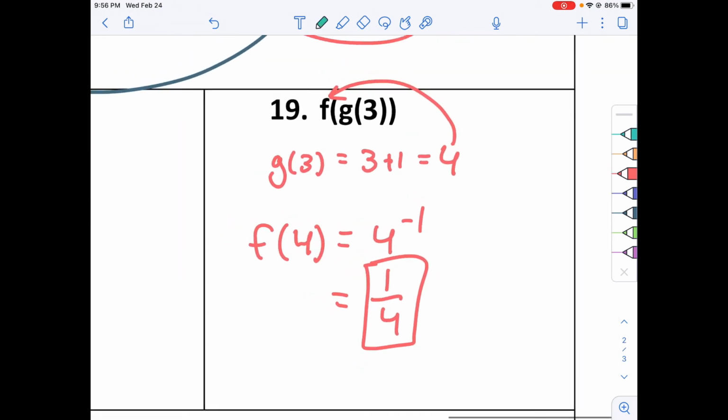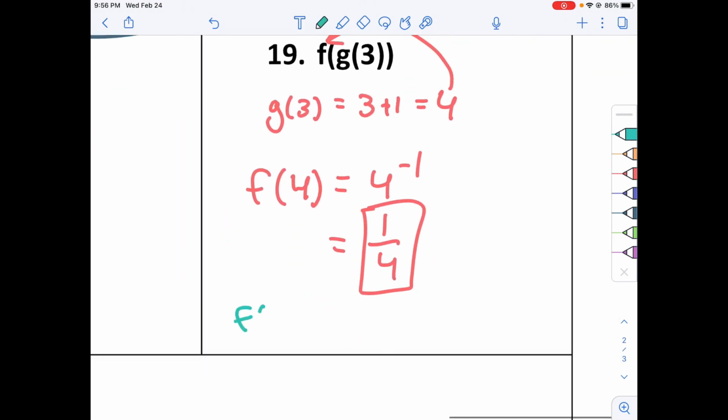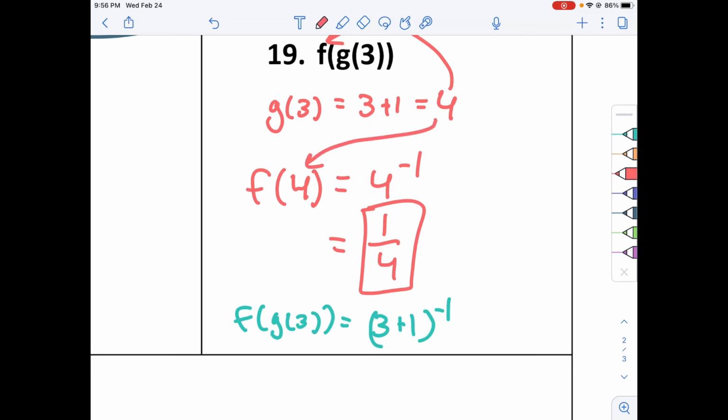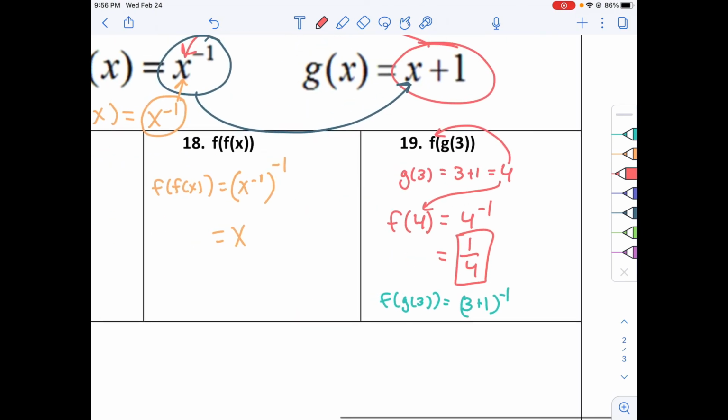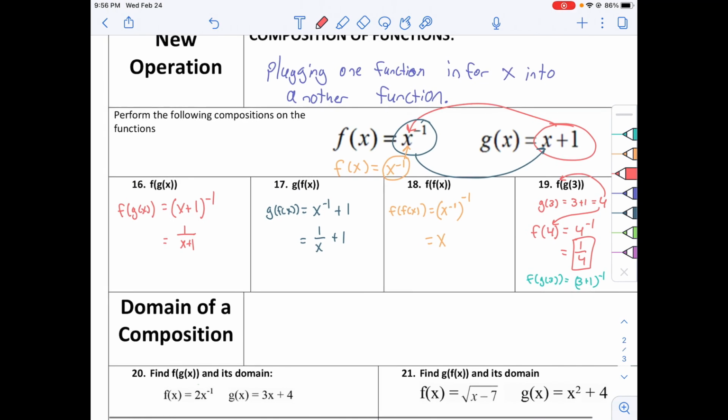You could also just do all of that in one, right? You could say f of g of 3 is equal to 3 plus 1, raised to the negative 1, okay? Versus doing it the way that I did, where I found g of 3 and then plugged g of 3 into f. So that's composition of functions. Hopefully not too bad. I actually don't remember if you guys were supposed to have done that before or not, but if not, welcome to composition of functions.